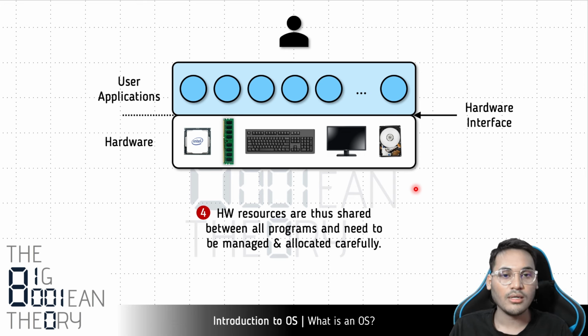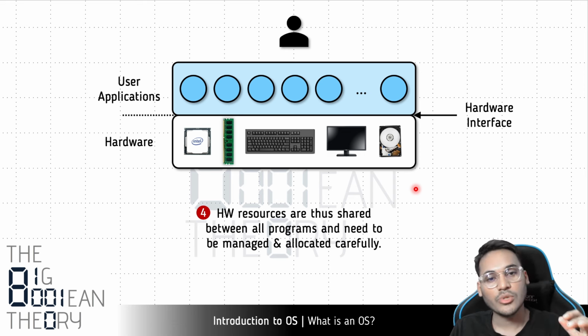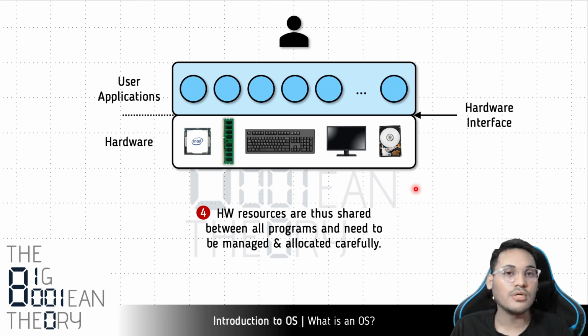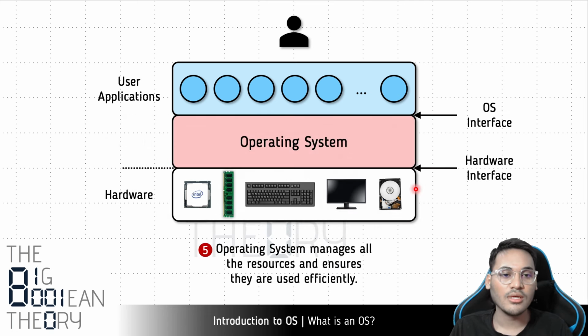So we need an entity that does this job of managing these hardware resources. We cannot leave the hardware resources directly to the control of user applications. So we need a third party or an intermediary who will ensure that all of these resources are managed properly and allocated to the user applications. So that is why we bring the operating system again into the picture. So let us talk about how the operating system manages these hardware resources.